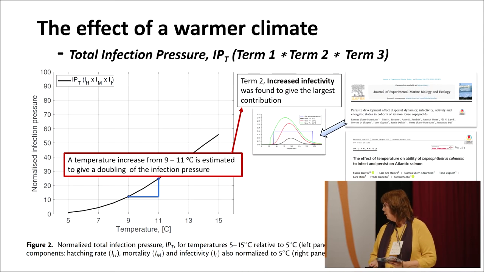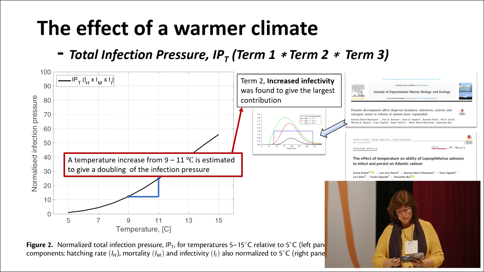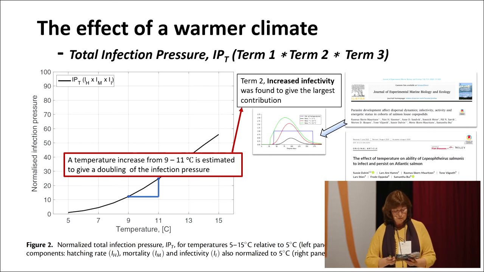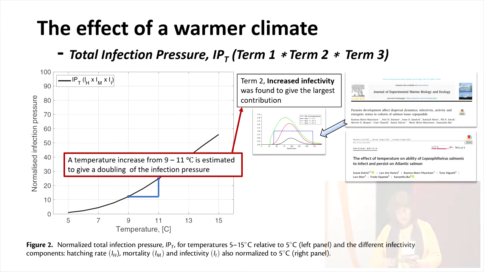And the second term, the temperature-dependent infectivity, as described by Skarðhamar Mauritsen and co-authors, was found to have the largest contribution. And in our model framework, we have used the formulation suggested in Skarðhamar Mauritsen, but there are several other papers as well who support these findings. And I think in this conference, we also will hear Mathias Ugelvik talk more about this.